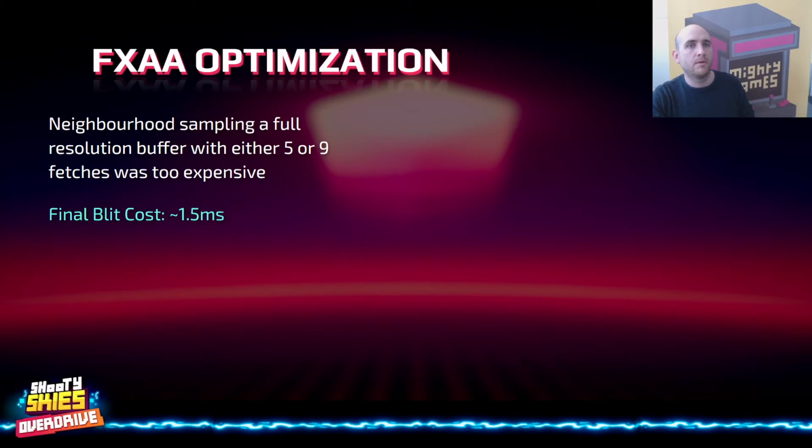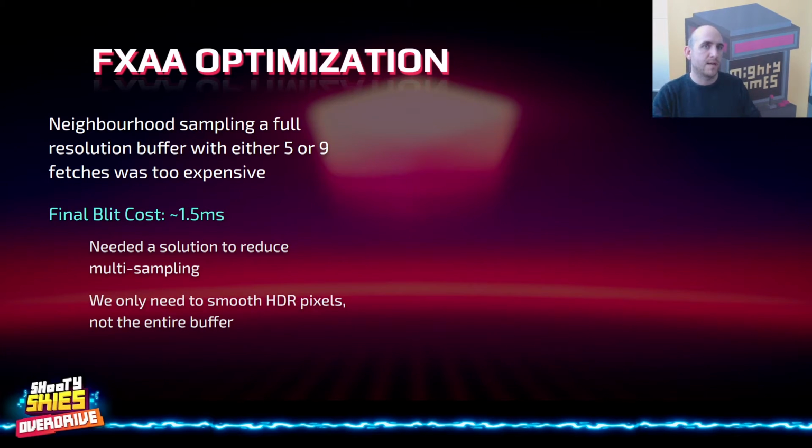So as I was saying before, neighborhood sampling with any kind of anti-aliasing approach, especially when you're dealing with a full resolution buffer like your final camera color. When you're starting to do 5 or 9 fetches, it can be really expensive. And that final blit, where we were just using, I think it was Unity's FXAA, was costing about 1.5 milliseconds, which was pretty pricey. So we needed a solution to reduce that multi-sampling, so we weren't sampling as many pixels from our buffer.